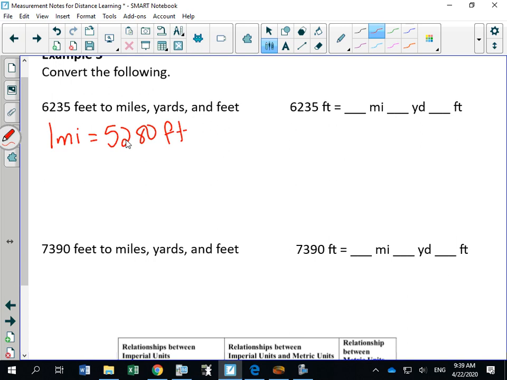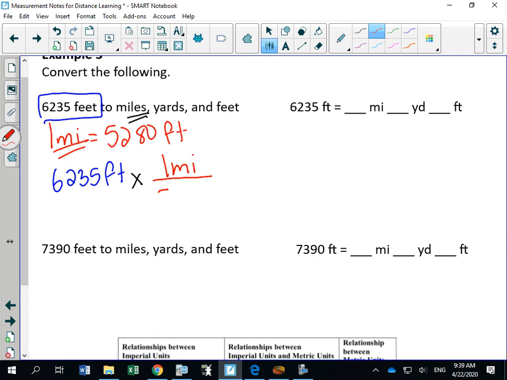We are given 6,235 feet, and they want to know how many miles that is. So we're first converting it to miles. If I want miles, miles goes on top, and 5,280 feet goes on the bottom. A foot and a foot will cancel. And now my first conversion is converting feet to miles.